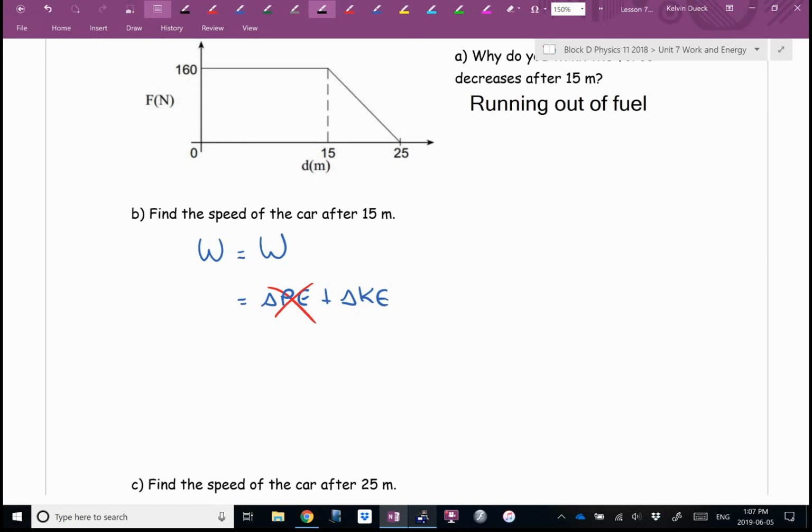So this is going to end up being a half m v final squared minus a half m v initial squared. Wait a minute, what was v initial?